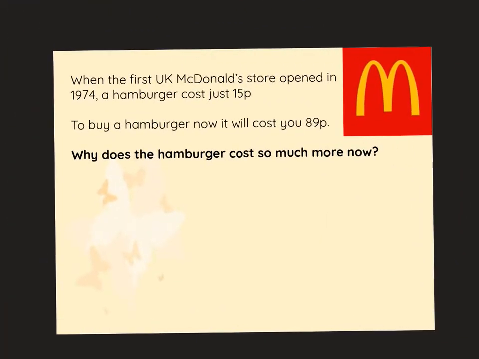So when the first UK McDonald's store opened in 1974, a hamburger cost just 15 pence. To buy a hamburger now, it will cost you 89 pence. So why does the hamburger cost so much more now? And hopefully your answer can be, well, it's mainly due to inflation. There are other things that affect the price of things. For example, you could say that the quality of the beef that they use in the hamburger has improved, and so it costs more to get that quality beef. But generally, inflation is the main reason as to why it's gone up.